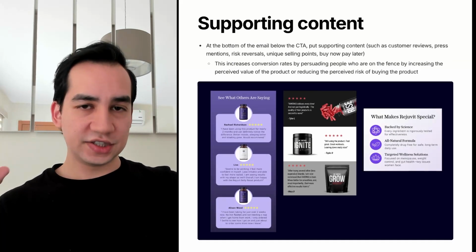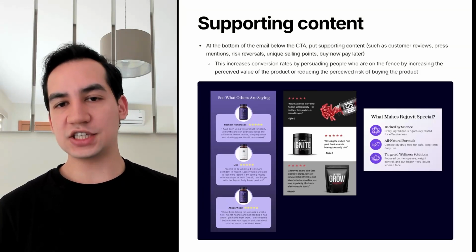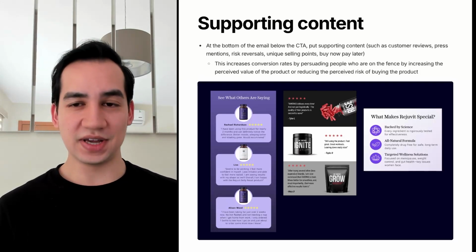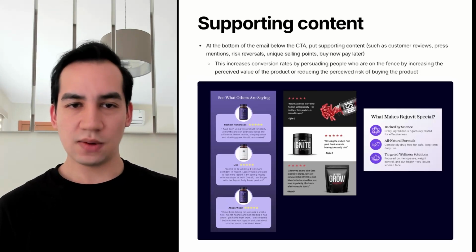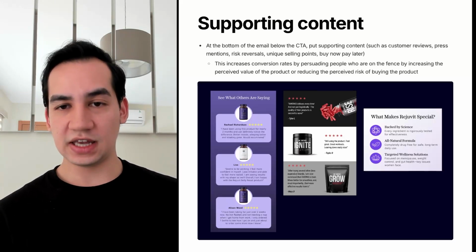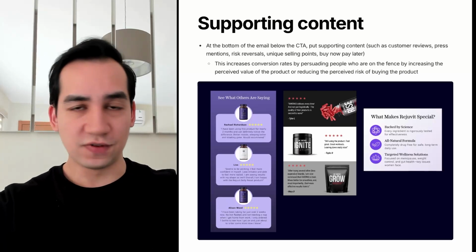All right, the supporting content. All right, so at the bottom of the email below the call to action button, you're going to want to put the supporting content, all right, including things like customer reviews, press mentions, risk reversals, unique selling points, buy now, pay later. Anything that potentially will increase the conversion rate by lowering their perceived risk and increasing the perceived quality of the product, all right?